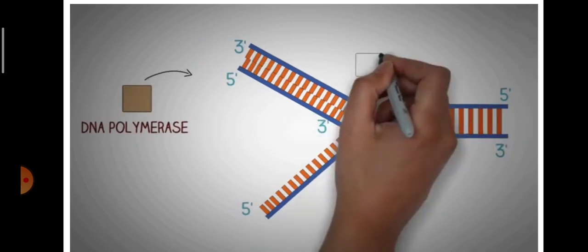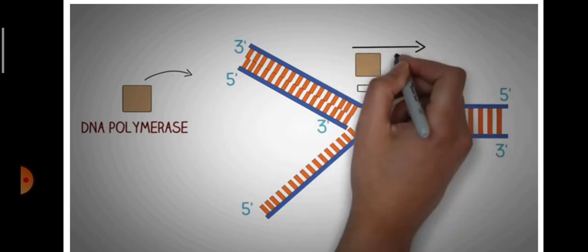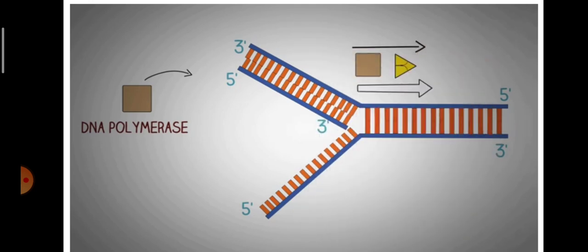Now, since the upper parental strand of this DNA is running in the 3' to 5' direction, the DNA polymerase can easily form the replicated opposite strand in the 5' to 3' direction. And since the helicase is also unzipping the DNA in the same direction, the DNA polymerase can form the new strand continuously.